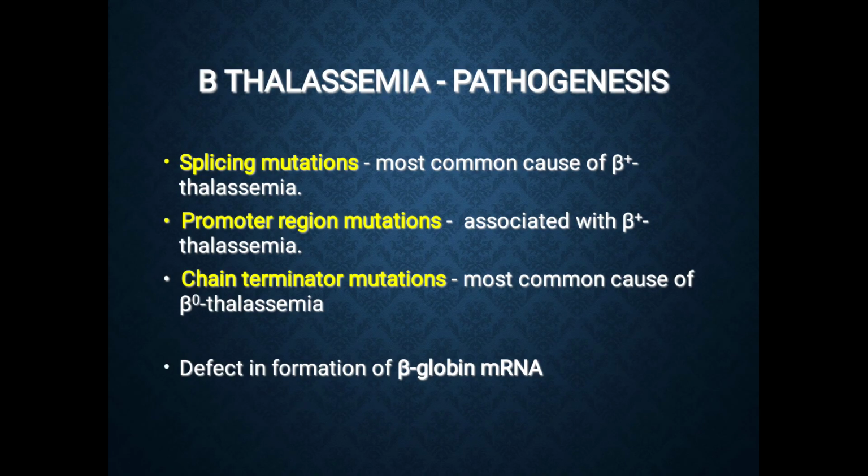So it is commonly due to point mutation, as we discussed. There are different types of point mutation: splicing, promoter region mutation, and chain terminator mutation. The splicing mutation is more commonly seen in beta plus thalassemia, and chain terminator mutation is commonly seen in beta 0 thalassemia.